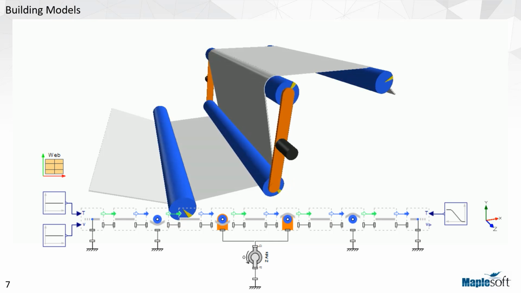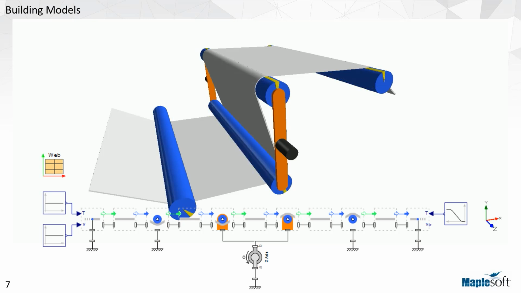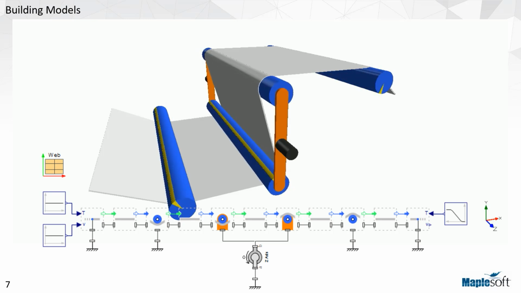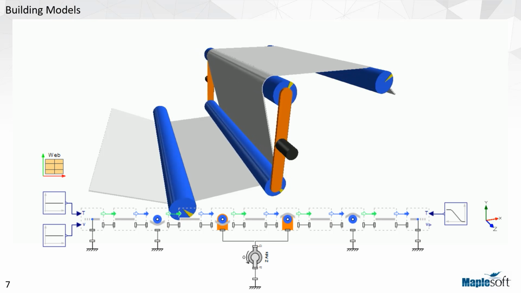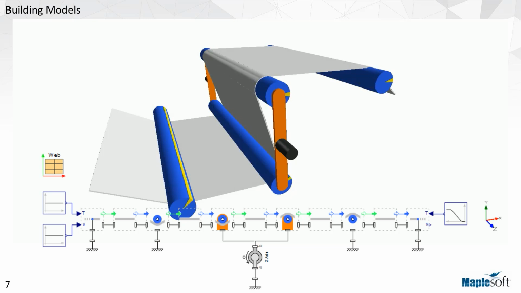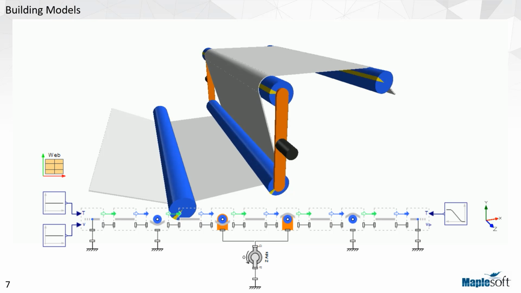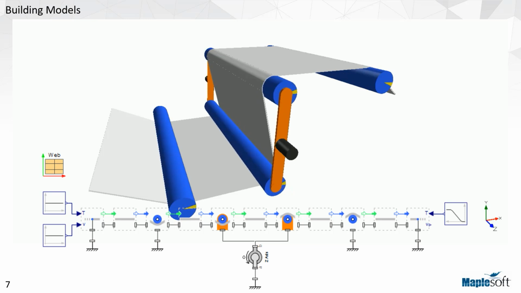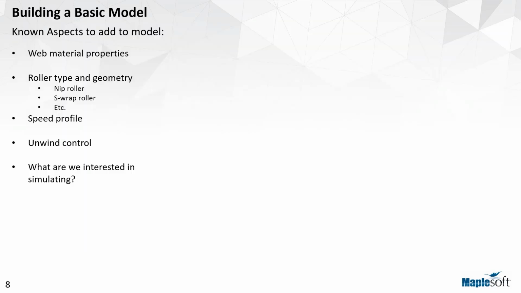One thing missing from this is plotted results. So say you were interested in tension of your web at certain points, you could always put a probe in at the location that you're interested in, and then MapleSim will also give you the data in plot form that you can export to Excel or CSV. All right, so we want to build a basic model when we're starting anew with MapleSim.